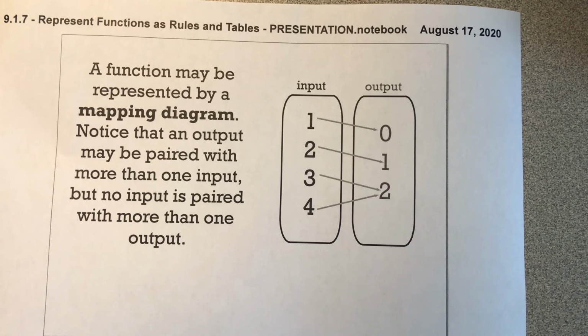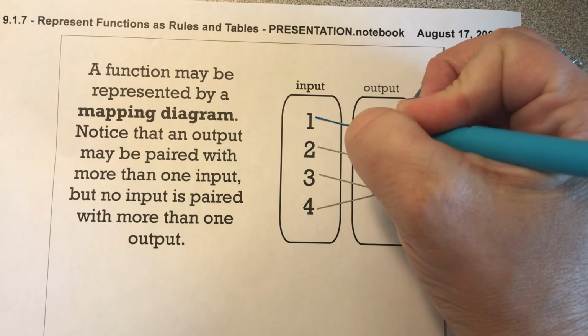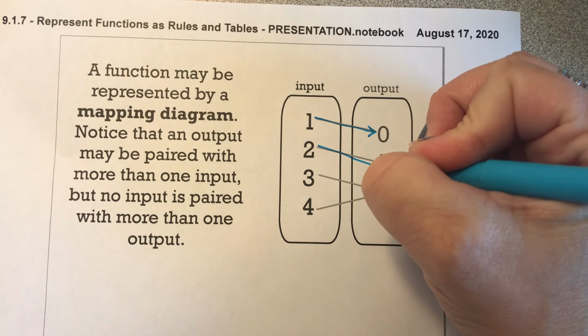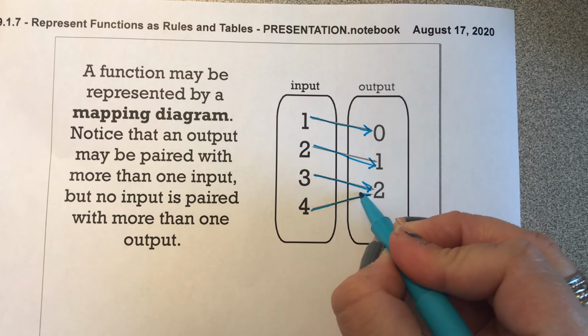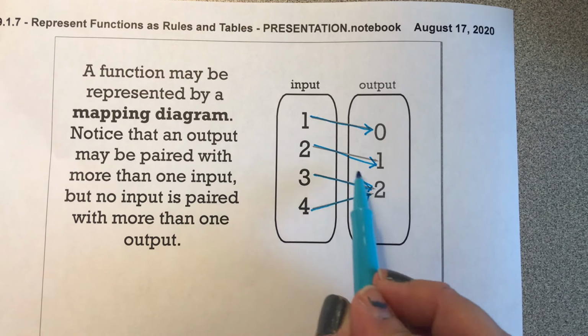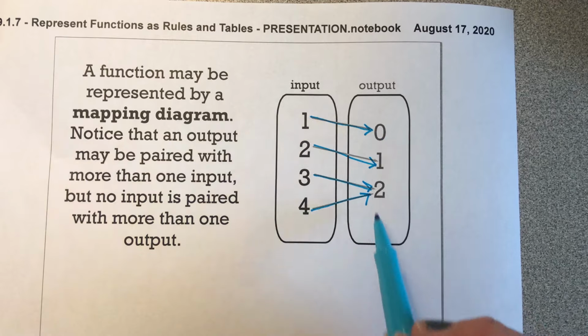So now we're going to look at a mapping diagram. So it says a function may be represented by a mapping diagram. Notice that an output may be paired with more than one input, but no input is paired with more than one output. Okay, so that's a lot of words, but what it's saying is that 1 is only pointing to 0, 2 is only pointing to 1, 3 is only pointing to 2, and 4 is only pointing to 2. So even though these two are pointing to the same number, each of the inputs is only pointing toward one output.